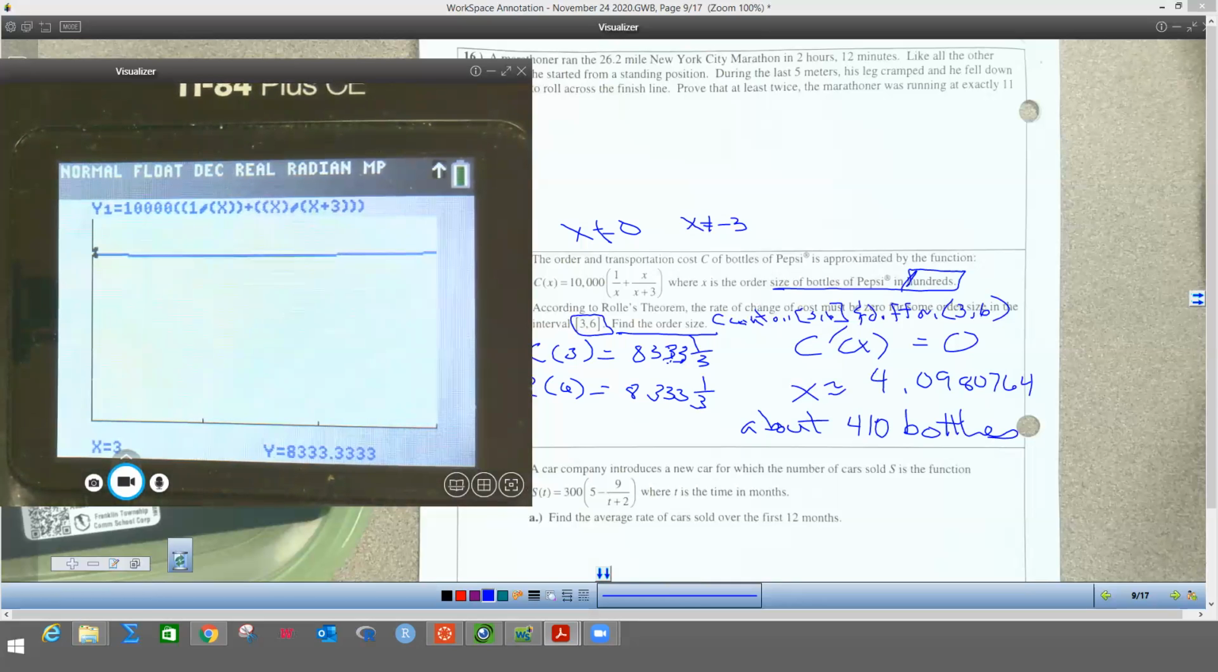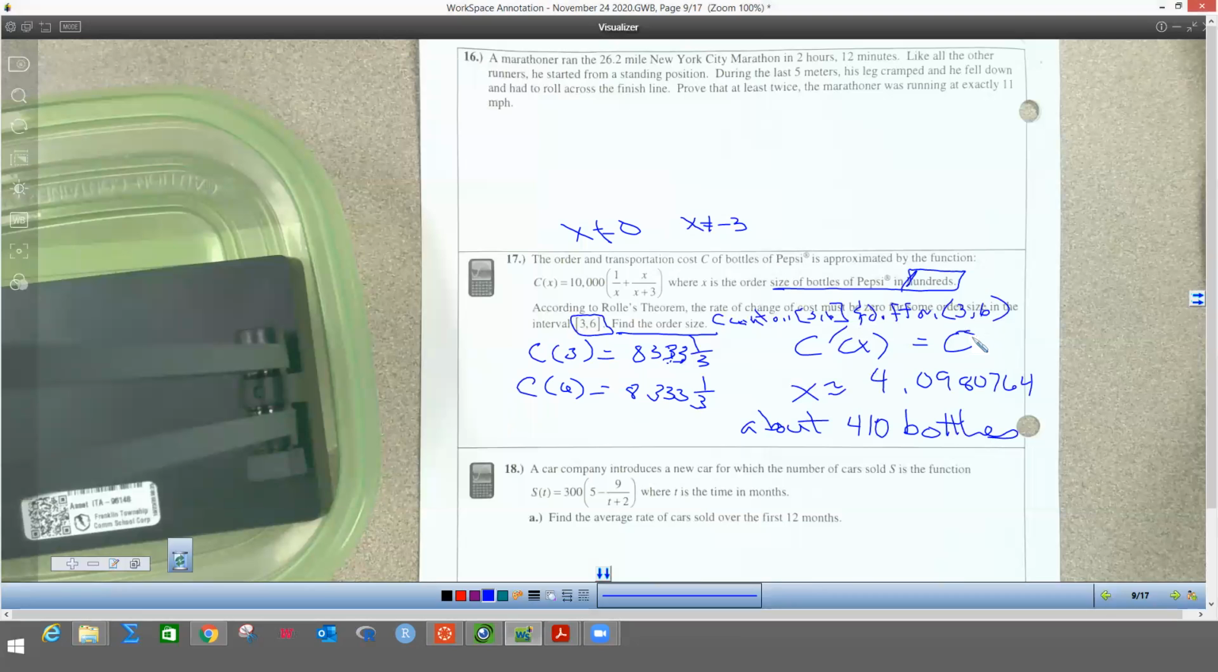And then I'm going to hit second calc, value again, 1, and I'm going to put in 6 because that's the other endpoint. I get the exact same thing. So this is Rolle's theorem. So when I do the difference, you look up here and I do the difference of 8,333 and a third minus that, you're going to get 0 over 6 minus 3. That's 0 over 3. So that's why I put a 0 here, because the slope between these 2 points is 0. And I want to find where the derivative of this thing equals 0.